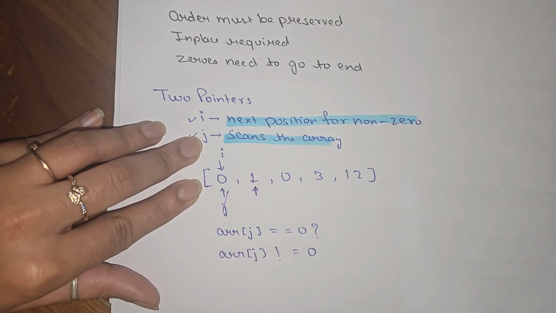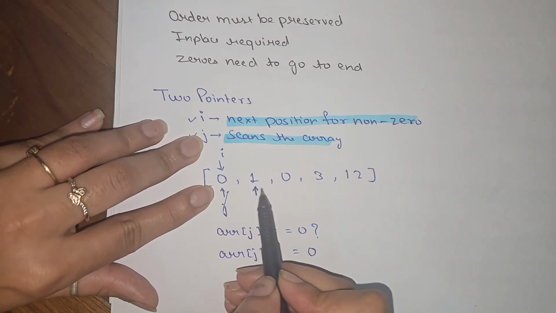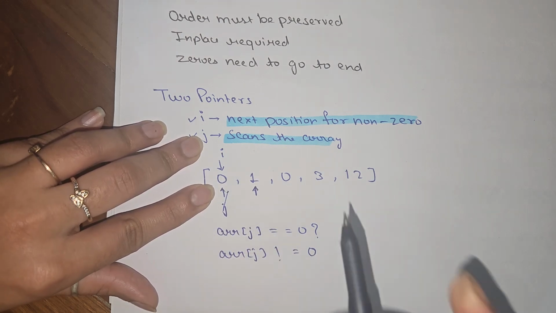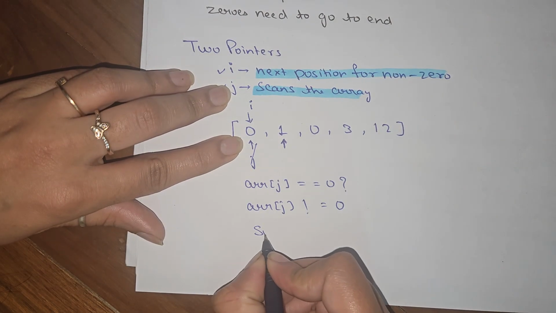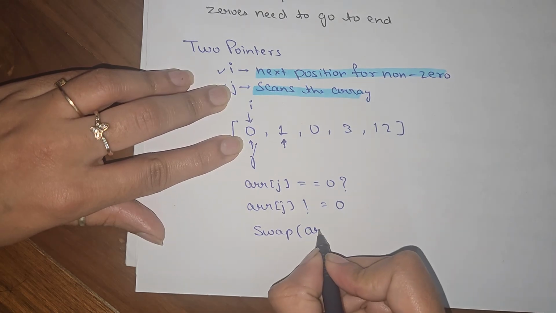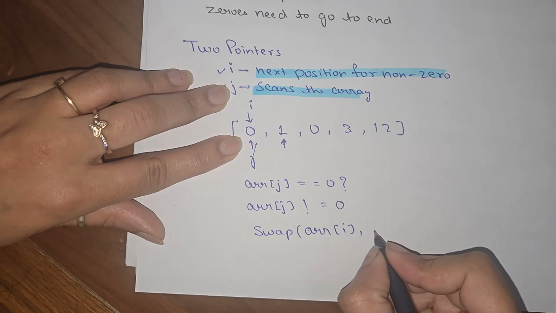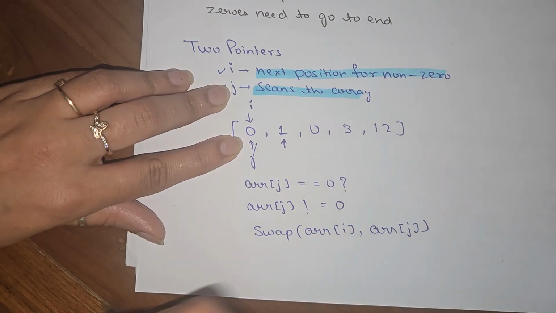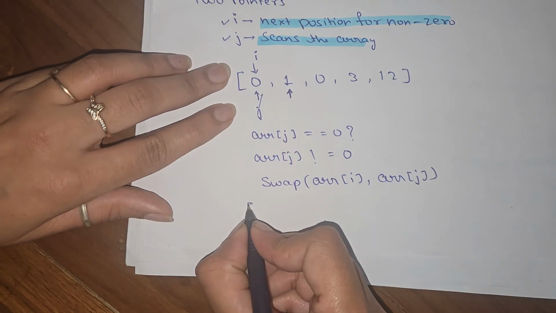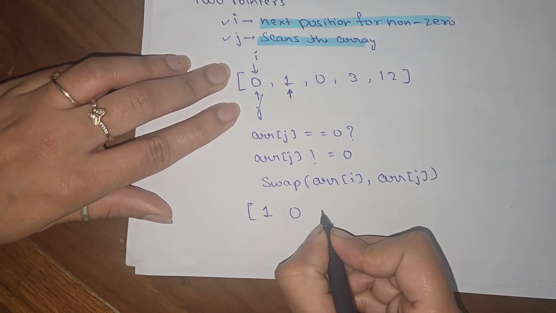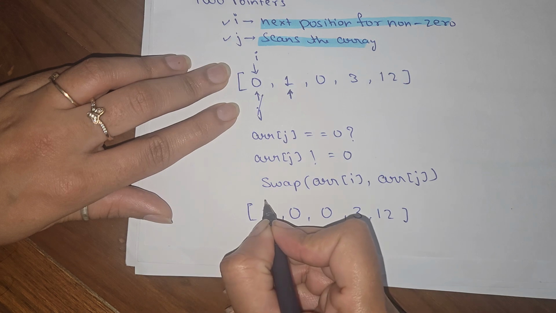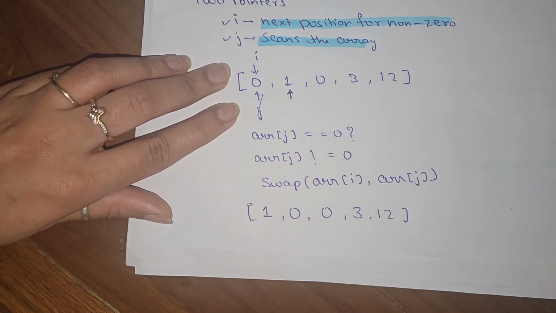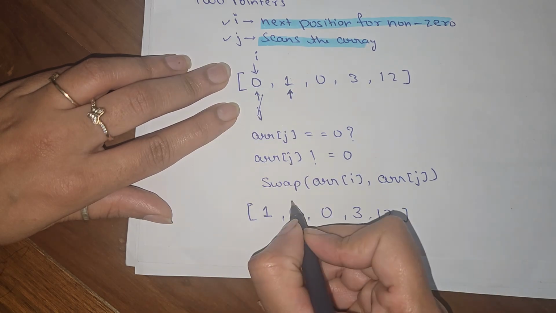So in that case, we will keep this particular element at the ith position. What we will do is swap the array's ith location element and the array's jth location element. After this, we will have 1 here, 0 here, 0, 3, 12. So this will become our input. Now where should i go? Because i stores the next position for a non-zero element, i will move forward. So i will be pointing here.